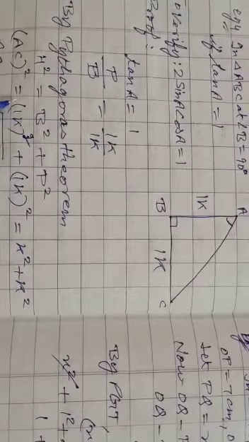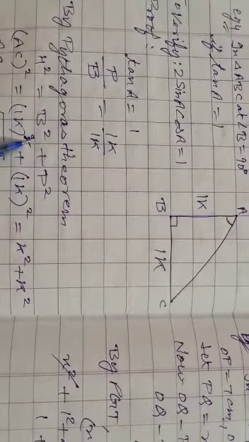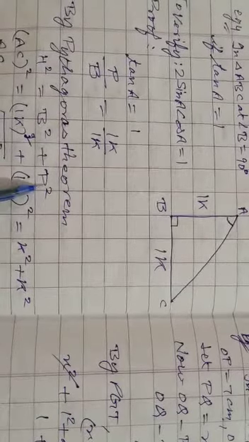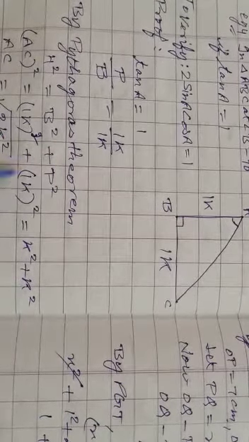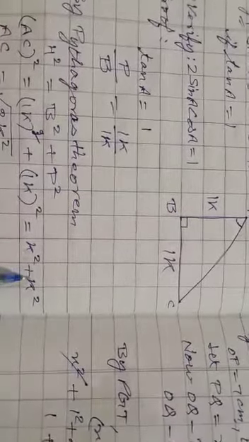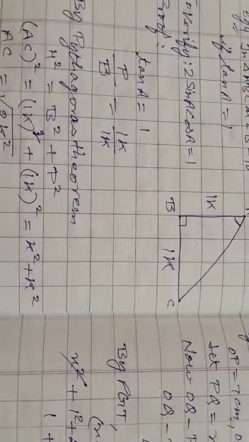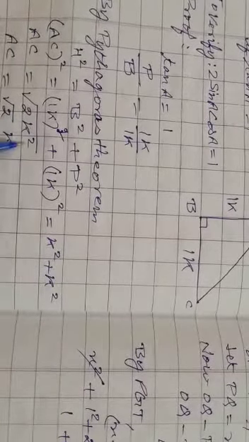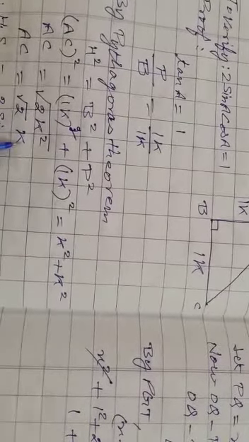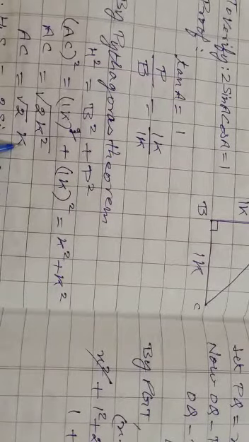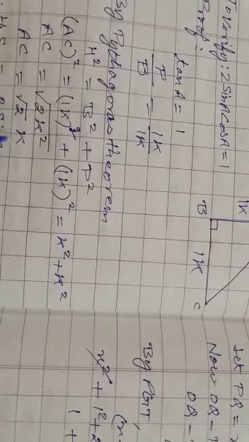AC whole square is equal to base 1k whole square plus perpendicular 1k whole square, k square plus k square, that is 2k square. AC is equal to root of 2k square. We get root 2 k. So we write root 2k.